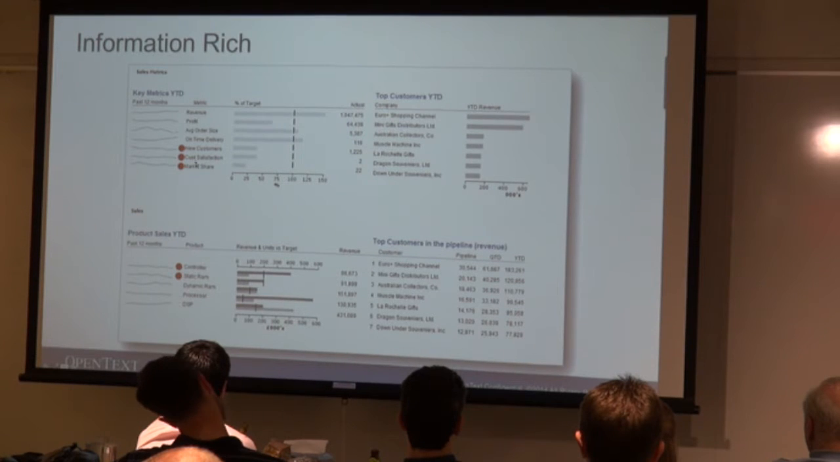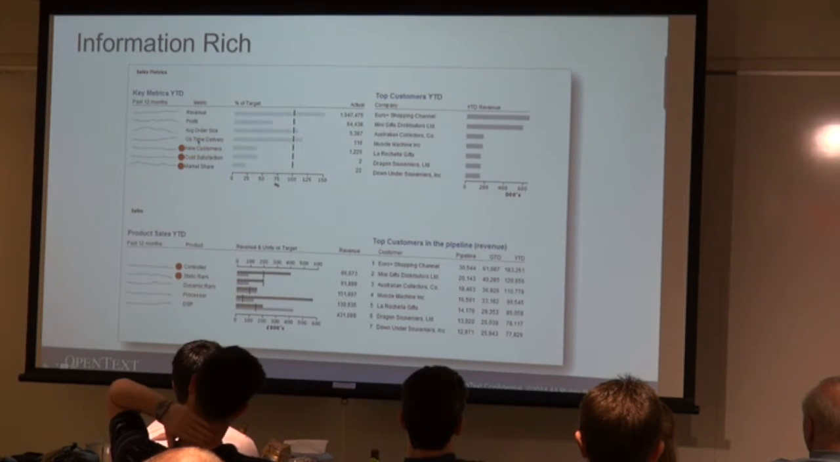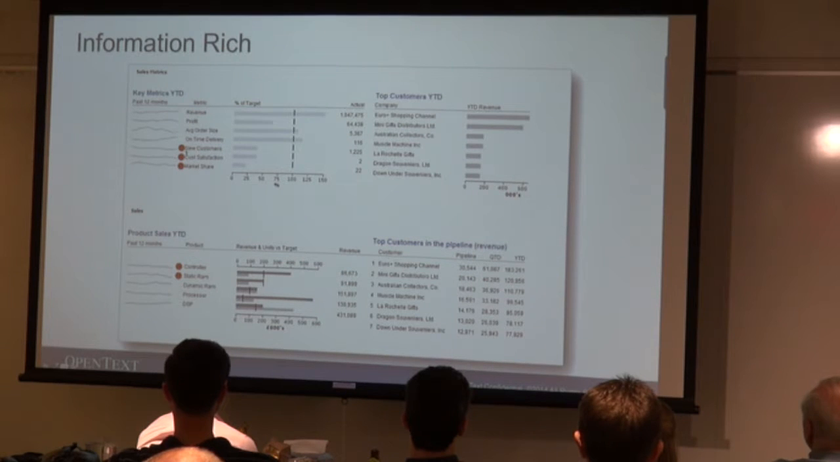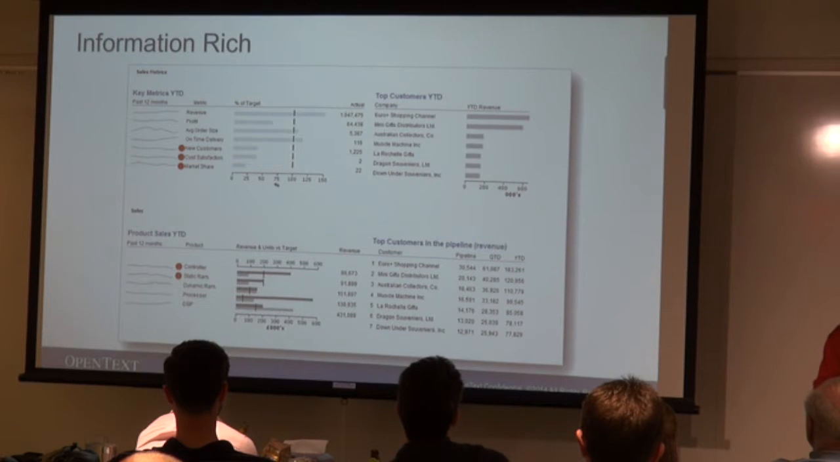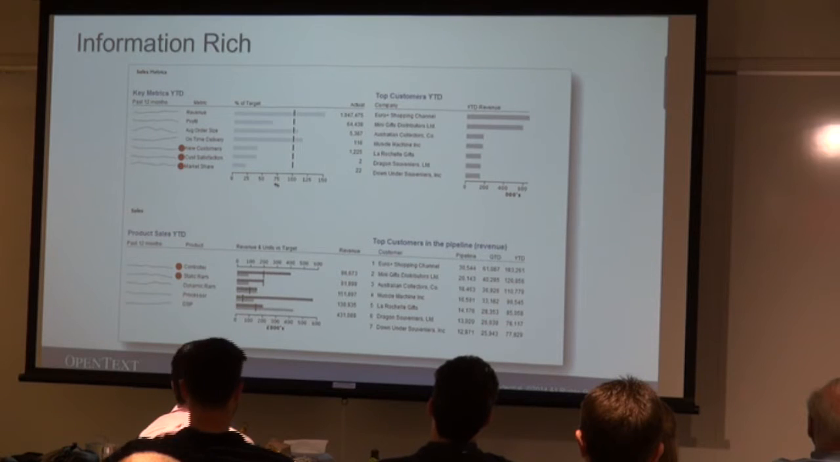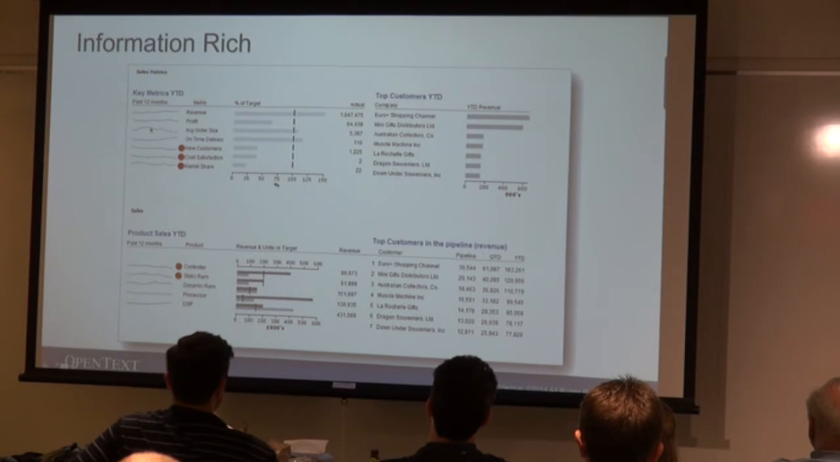So here are my key metrics for sales: revenue, profit, average order size, right? These are different things. Revenue is growing, profit isn't, right? So revenue is above target, profit is above. But new customers, customer satisfaction, and market share are all below target, the things that I need to be aware of. And if you notice here, there's a lot of different pieces of information in a fairly small area. He's doing that by using sparklines, bullet charts, and different kinds of things that he's showing here.